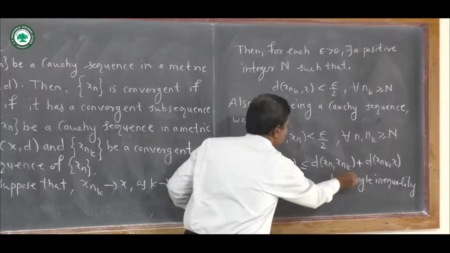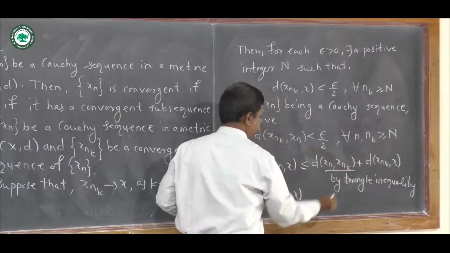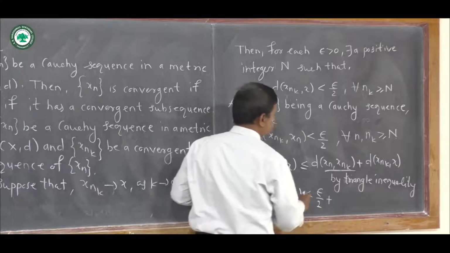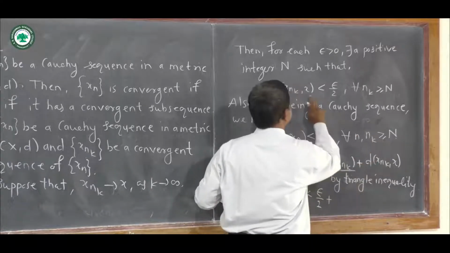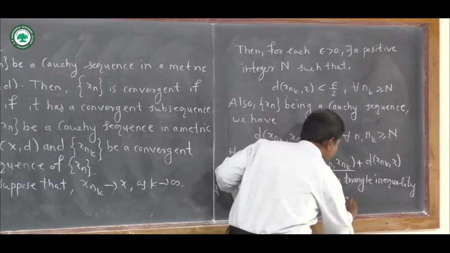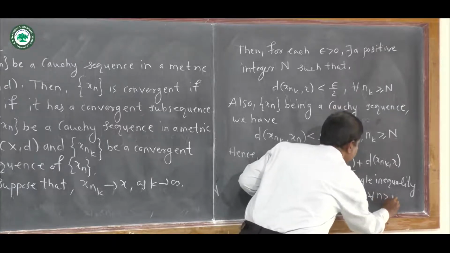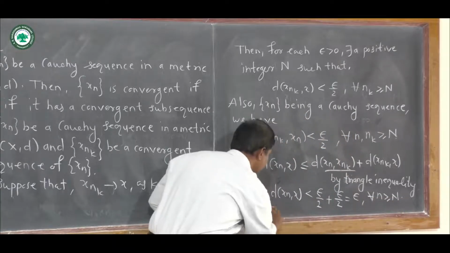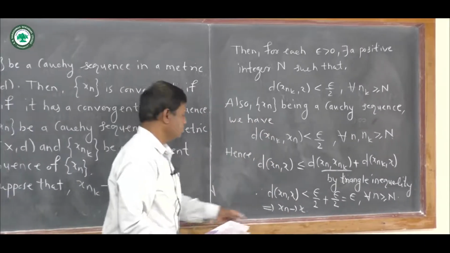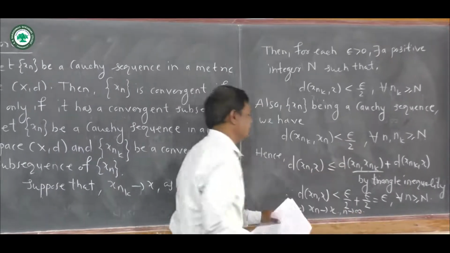Using this and this, we have these two, therefore the distance between x_n and x, where the distance between x_n and x_{n_k} is less than epsilon by 2, plus the distance between x_{n_k} and x, which is also less than epsilon by 2, so epsilon by 2 plus epsilon by 2, which is epsilon for all n greater than or equal to N. So this implies that x_n converges to x as n tends to infinity.